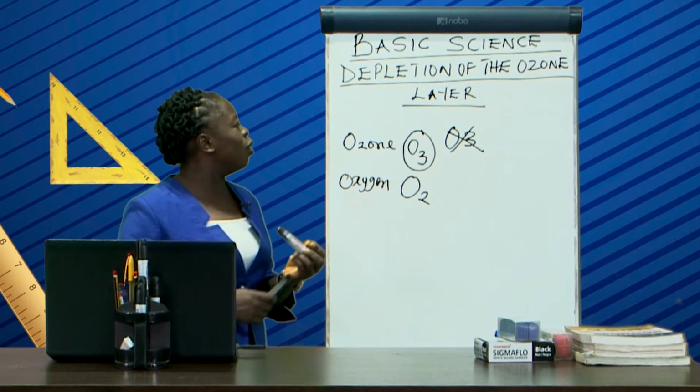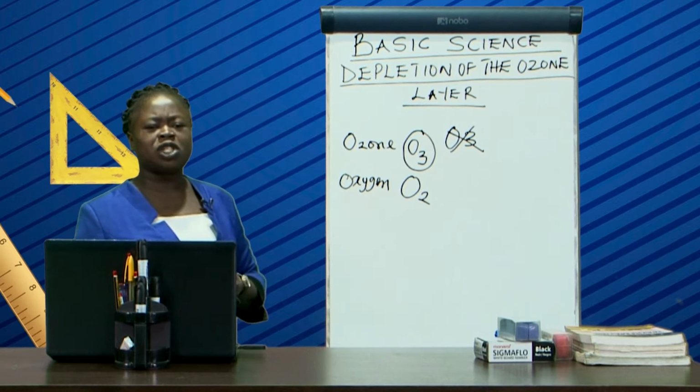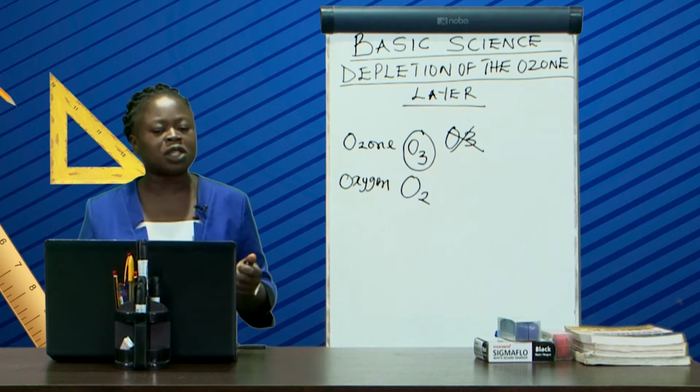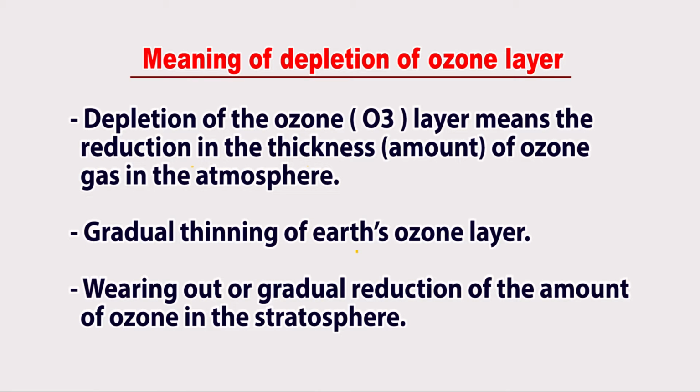Now, having known what ozone is, a natural gas, let's go to the meaning of the topic itself, depletion of the ozone layer. From the word depletion, it can mean reduction. So when we say depletion of the ozone layer, it means the reduction in the thickness of ozone gas in the atmosphere. It can also mean gradual thinning of Earth's ozone layer.